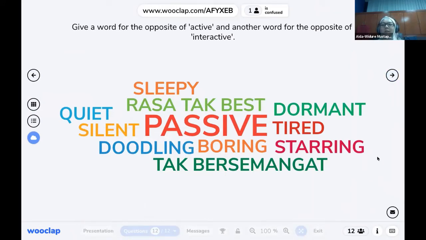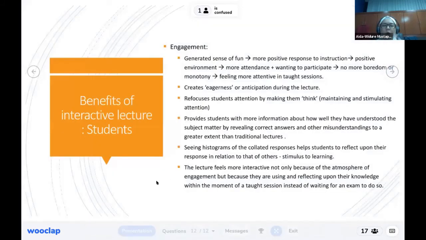So good. These are all the negative or opposite things that we want our students to feel. So at the end of the day, we want engagement. We don't want any of the words that you've just given me. We want the students to have fun. We have more positive response to instruction, and therefore they feel more attentive in the taught sessions. And it also creates eagerness or anticipation during the lecture. If you have this label already, oh, radiology department memang best, every time lecture memang semua interactive, that is the kind of labeling that you want to achieve.